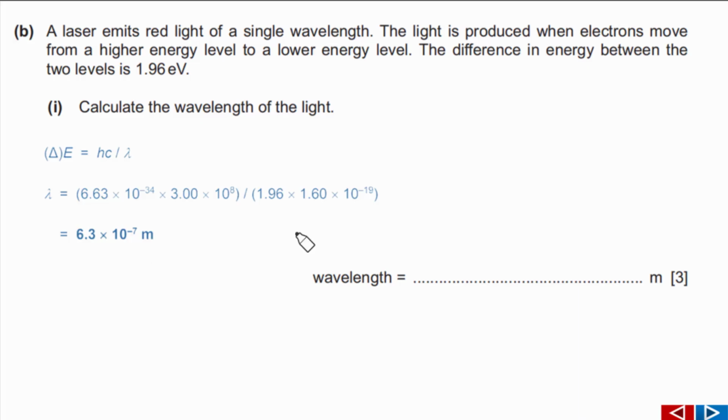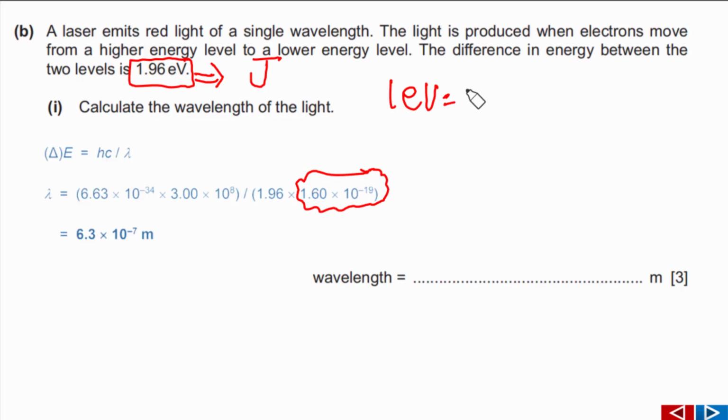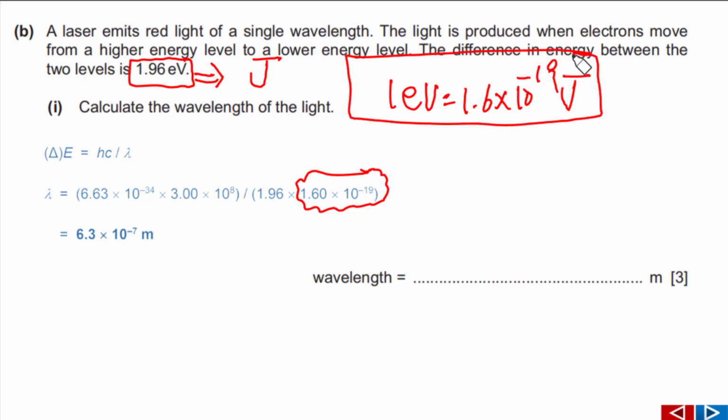But in this case, the value is given to you in electron volts, so you have to convert this into joules. That's the reason we multiplied with this value. 1 electron volt is equal to 1.6 times 10 to the minus 19 joules. So you have to be very clear about this one, and convert this into joules.